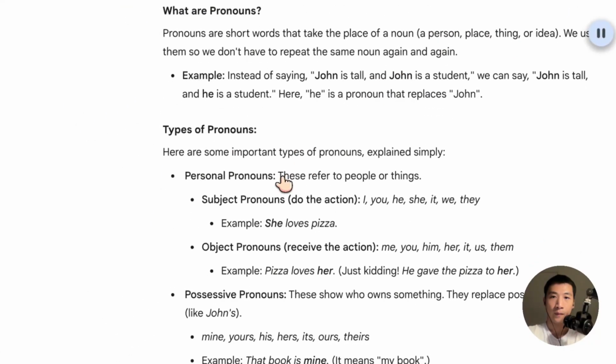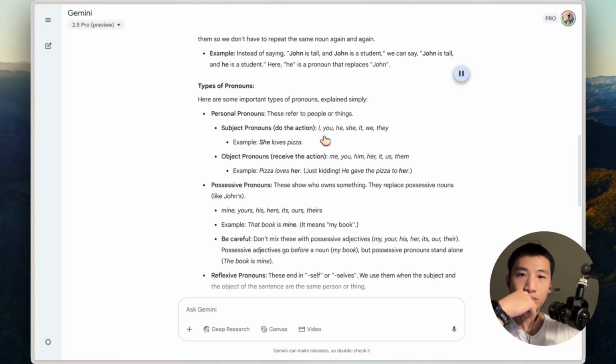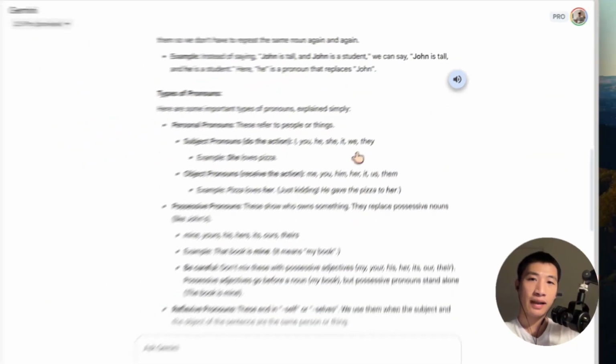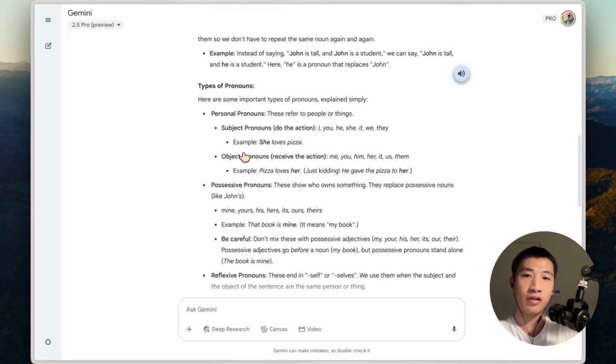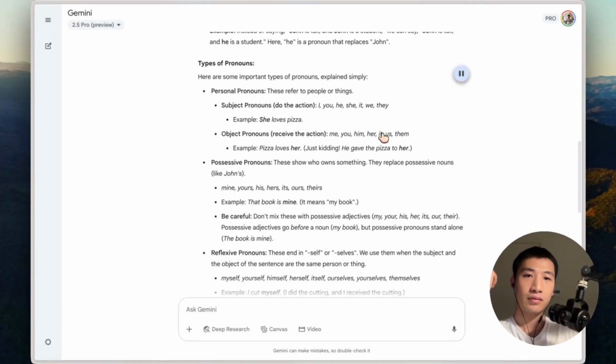Types of pronouns. Here are some important types of pronouns. Personal pronouns refer to people or things. Subject pronouns do the action: I, you, he, she, it, we, they. Example, she loves pizza. Object pronouns receive the action: me, you, him, her, it, us, them. Okay, pronouns can be subject and object in a statement. Example, he gave the pizza to her.